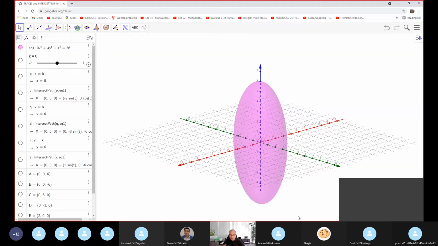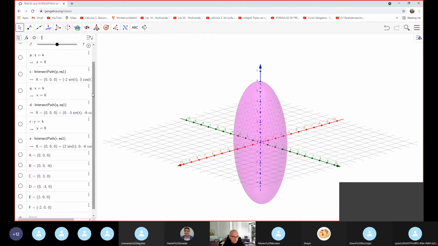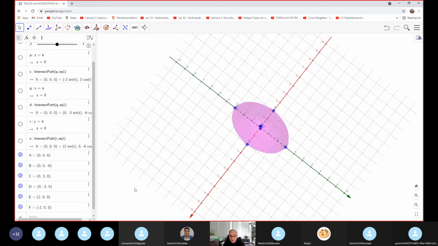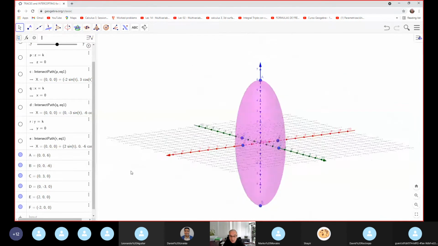Well, the only thing I did was type the original equation that's given, not necessarily standard. Now I plot the different intersecting points. Look, 6 and -6. Do you see the points A, B? Do you see C, D? That is 3 and -3 on the y axis, the green. The green is the y, the red is the x, and the blue is the z. And 2 and -2. This is the 6 intersections that we found before.